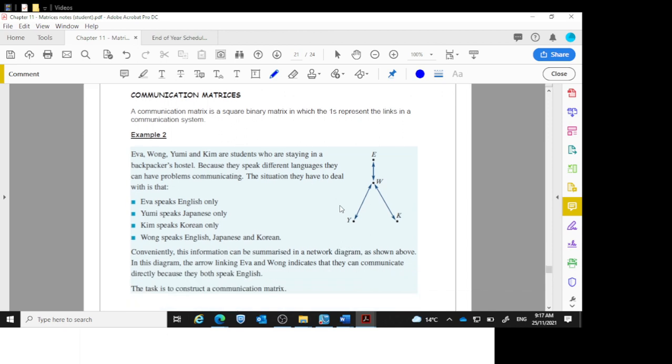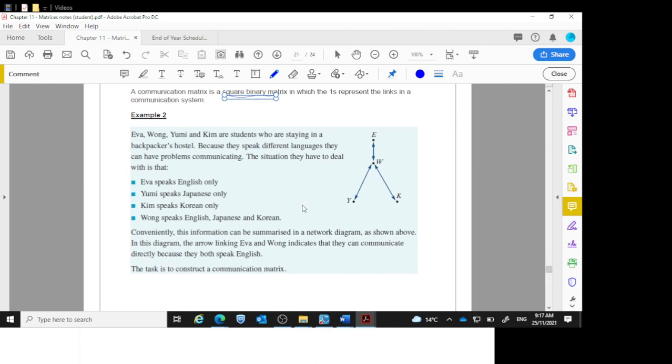Communication matrix. This is a square binary matrix. Binary means ones and zeros, in which the ones represent the links in the communication system. Here is example 2. Eva, Wong, Yumi and Kim are students who are staying in a backpackers hostel. Because they speak different languages, they can have problems communicating. Eva speaks English only, Yumi speaks Japanese only, Kim speaks Korean only, and Wong speaks English, Japanese, and Korean. Conveniently, this information can be summarized in a network diagram as shown above.